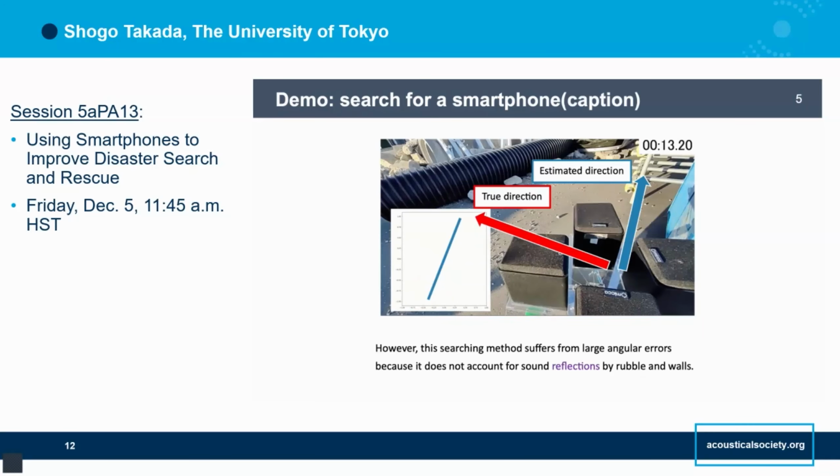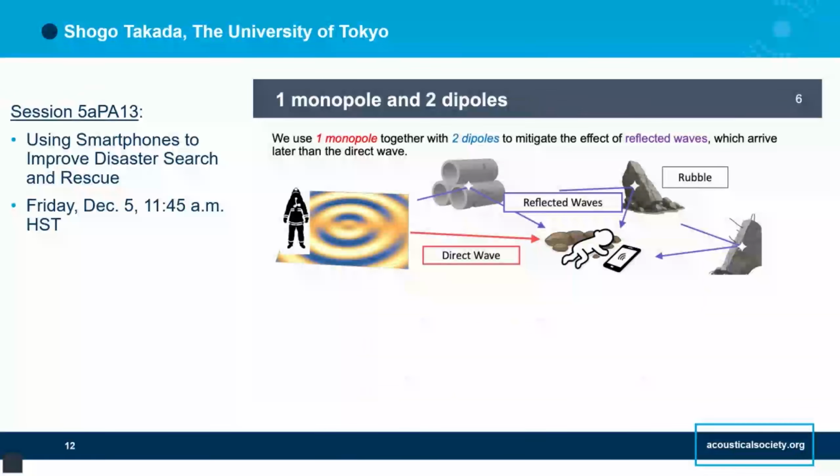This shows the estimated angle error while a rescuer is searching for a smartphone, which results in a zigzag path and delayed rescue activities. Therefore, we have to consider some reflections. So we consider adding one monopole to the two dipoles for the purpose of mitigating the effect of the reflected waves, which arrive later than the direct wave.